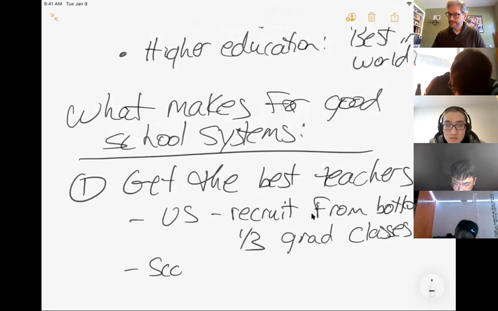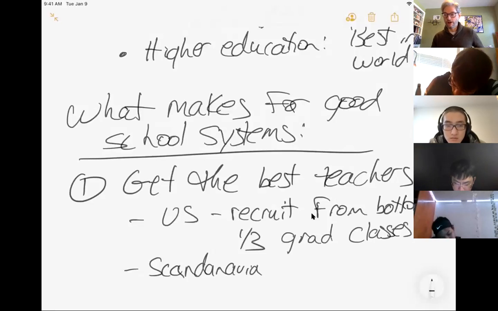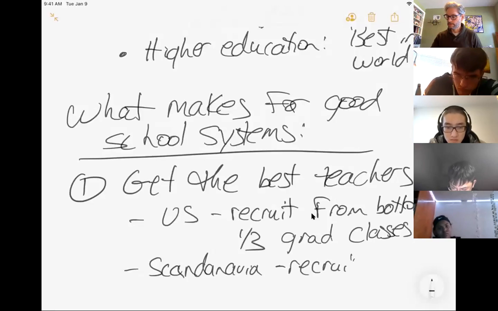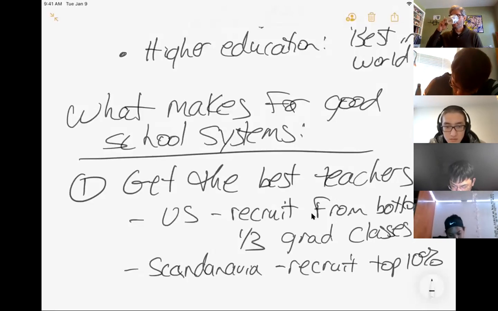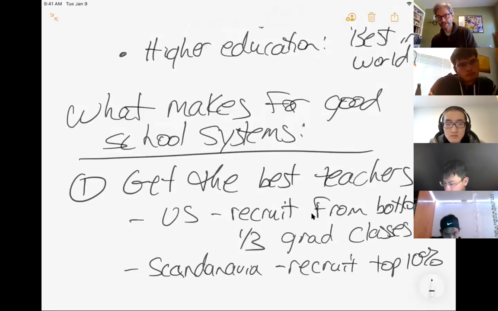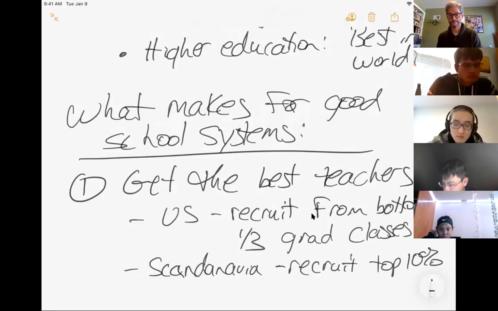If you look at, for instance, Scandinavia, which are largely regarded by everybody as being the best school systems in the world, they tend to recruit the top 10%. In other words, teaching in Scandinavia at the university has the same quality teachers as it does in their high schools and their elementary schools, right?